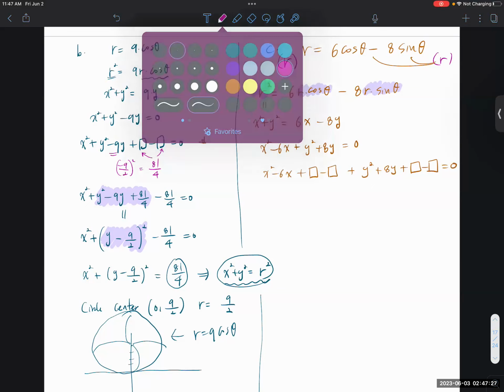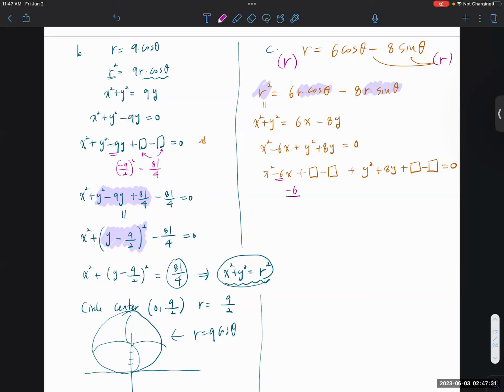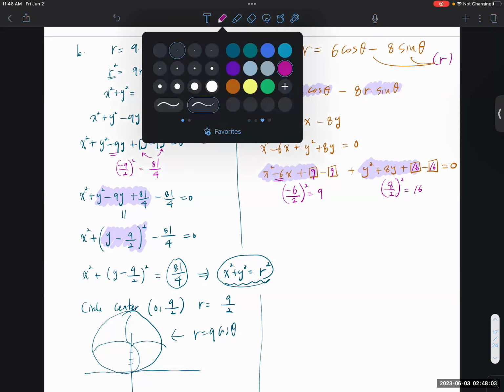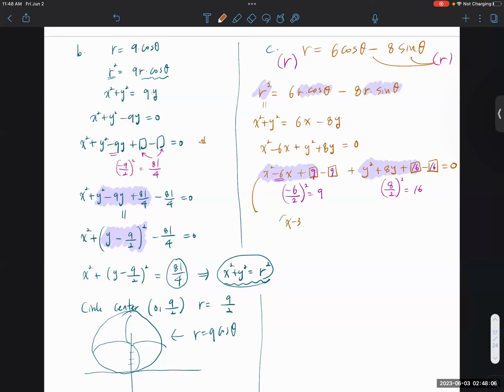So how do we find that number? Here, the coefficient divided by 2, squared, is 9. You are adding 9 and subtracting 9. It's the same as 0, it doesn't matter. For the second one, 8 divided by 2 is 4, squared is 16. You are adding 16 and subtracting 16. It's anyway 0. Why am I doing this? x squared minus 6x plus 9, y squared plus 8y plus 16. You can find the factored form: (x minus 3) squared minus 9, (y plus 4) squared minus 16 equals 0.